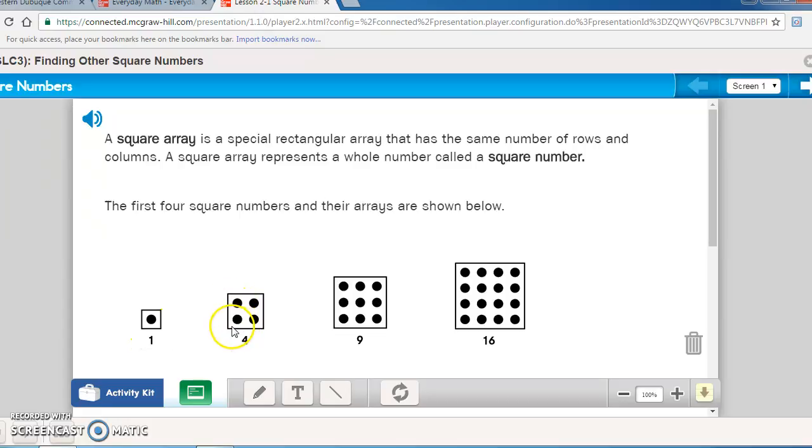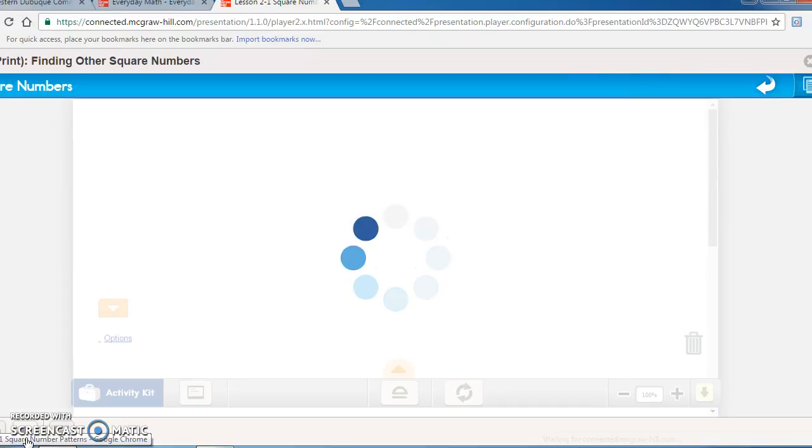2 rows by 2 columns. 2 times 2 is 4. That's a square array. 3 times 3 is 9. That's a square array. 4 times 4 is 16. That also is a square array. What would be our next square array? I'm hoping you're seeing the pattern by now. 1 times 1, 2 times 2, 3 times 3, 4 times 4. It would be 5 times 5, which is 25.